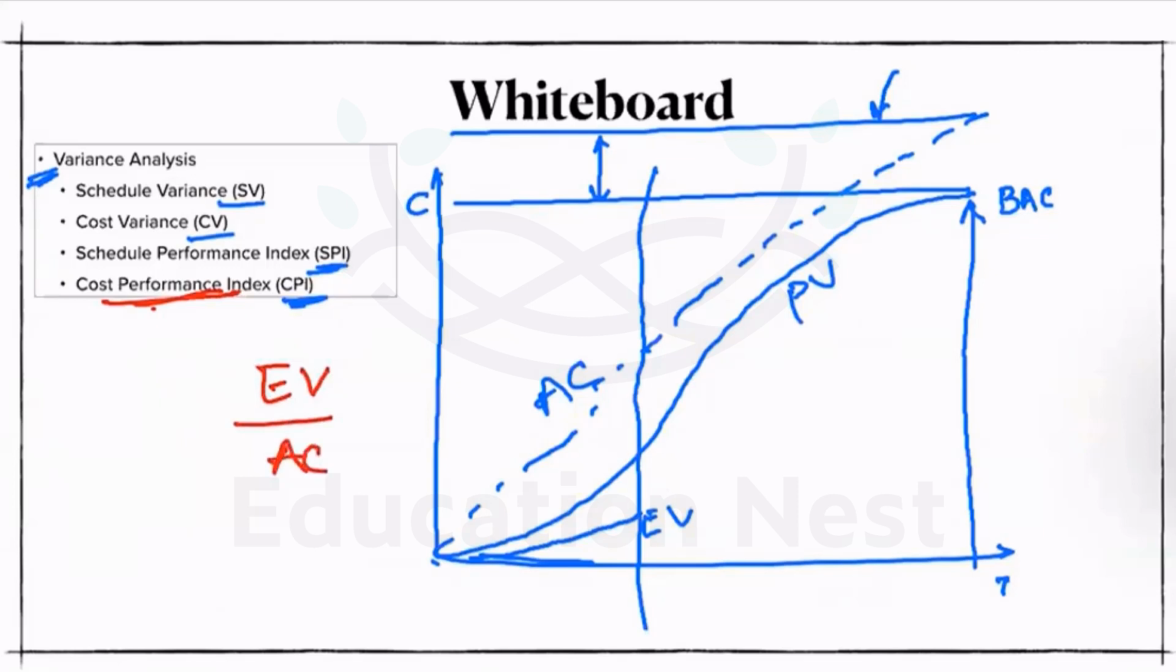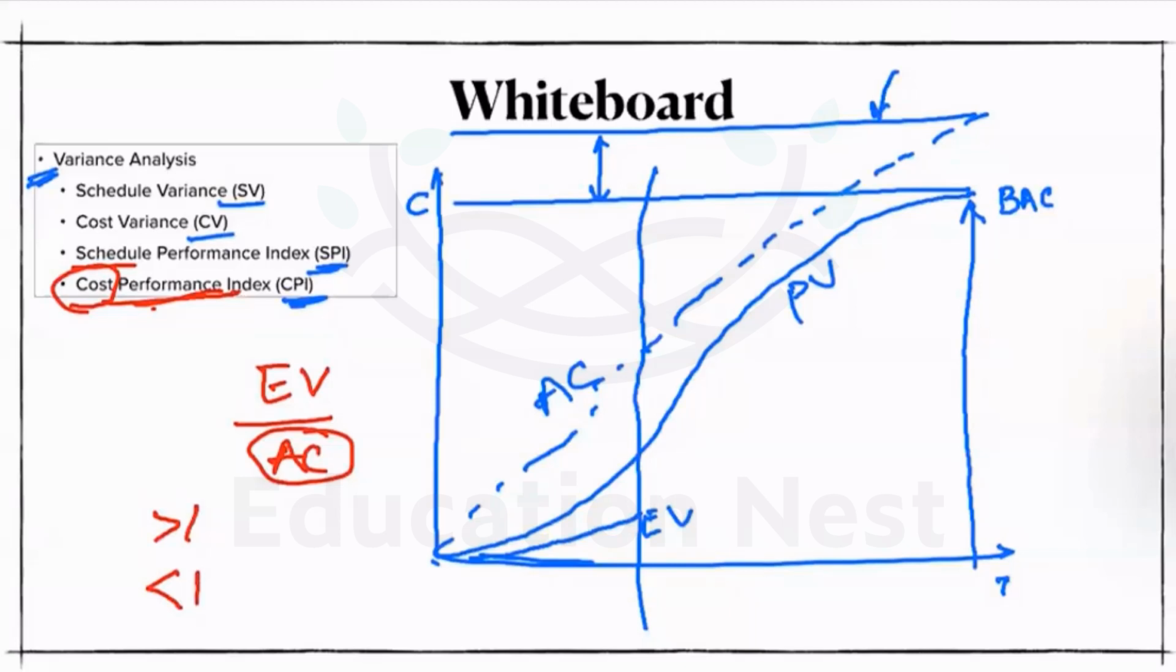Right. So earlier we learned about schedule. Now we are learning about the cost. So the cost is the component here. Again, if CPI, the cost performance index, is greater than 1, what does it mean? We are underutilizing the costs. And if it is less than 1, that means we are overutilizing the costs.